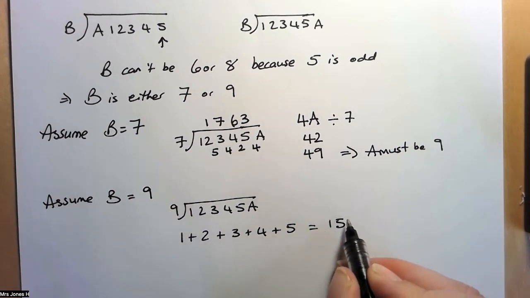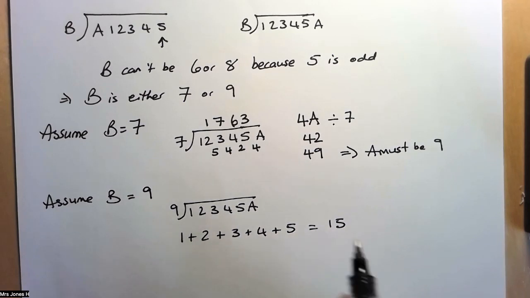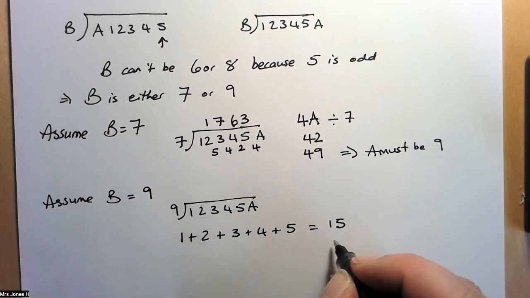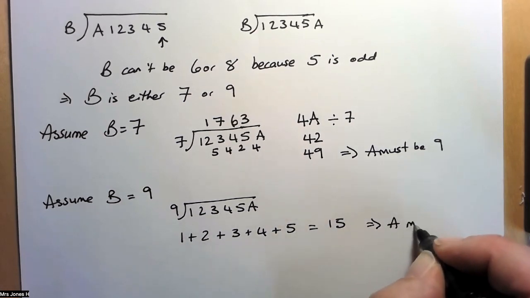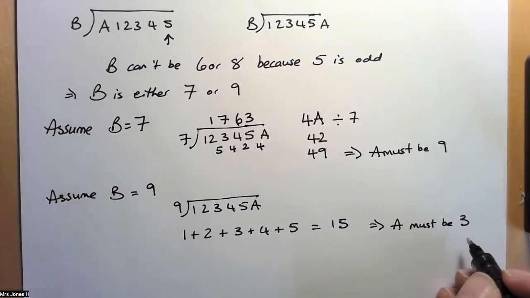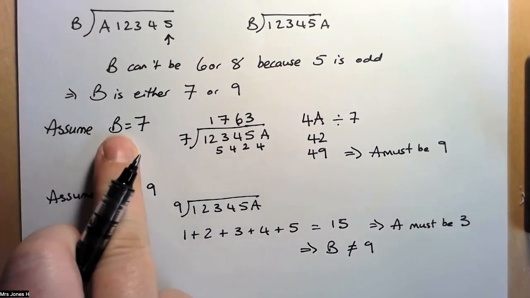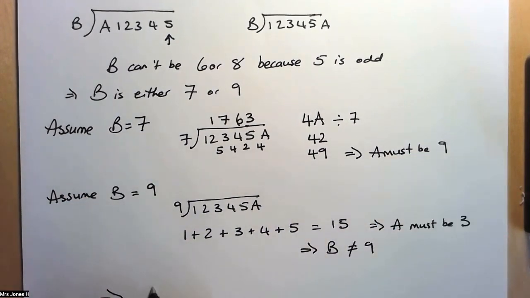Therefore, the only way that we can make that more with one more digit is if it was going to be a 3, because 18 is the next one, and 27 is too big. We can't have a number that we add to 15 to get to 27. So therefore, A must be 3, but it can't be 3 because it has to be 6, 7, 8 or 9. So therefore, B does not equal 9. Therefore, we go back to here where A is 9 and B equals 7.